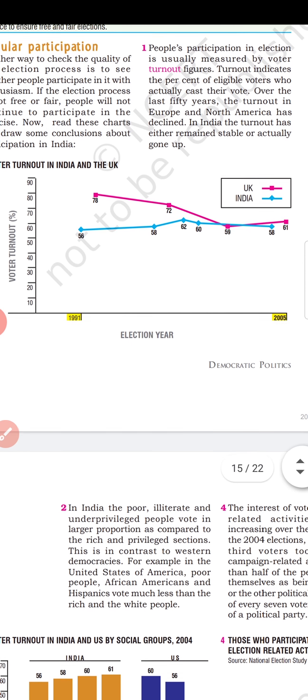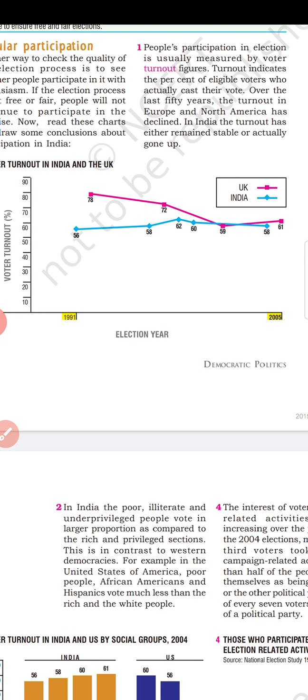So first point is people's participation in election is usually measured by voter turnout figures. Turnout indicates the percent of eligible voters who actually cast their vote over the last 50 years. The turnout in Europe and North America has declined. In India, the turnout has either remained stable or actually gone up.